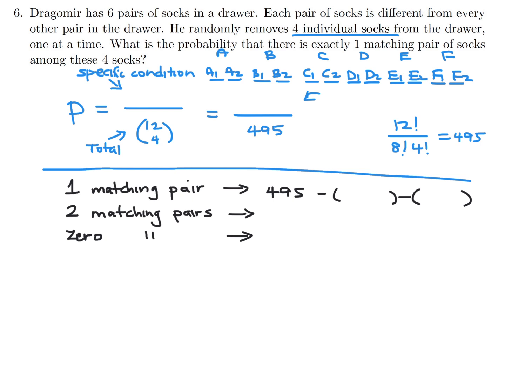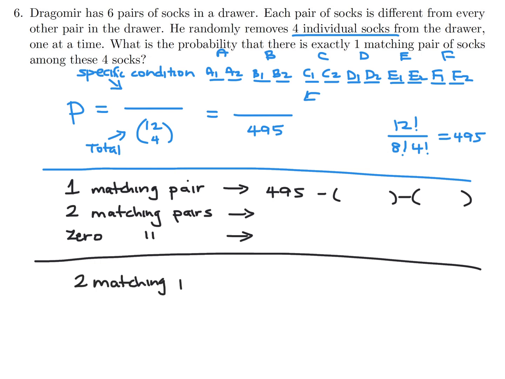Okay, so 2 matching pairs. Let me just do it down here. If you have 2 matching pairs, for example, if you had A1, A2, and then you selected B1, B2, that's 2 matching pairs, correct? Now, how do you get that? 2 matching pairs. From the 6 matching pairs, you choose 2. From the 6 colors, 1, 2, 3, 4, 5, 6, choose 2 colors.